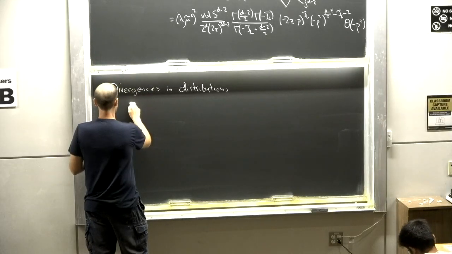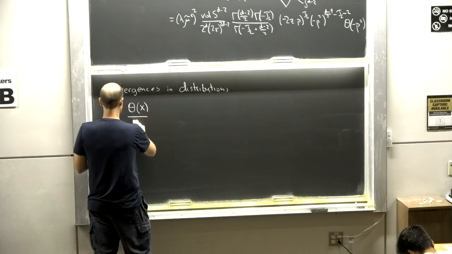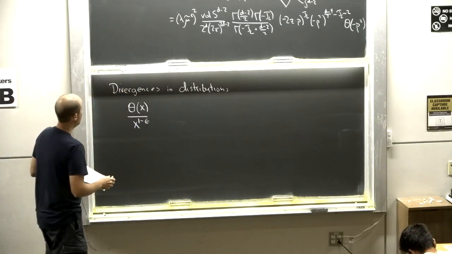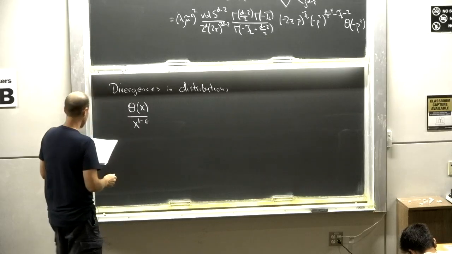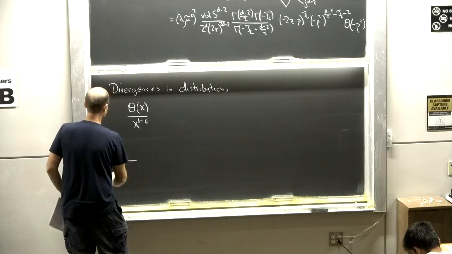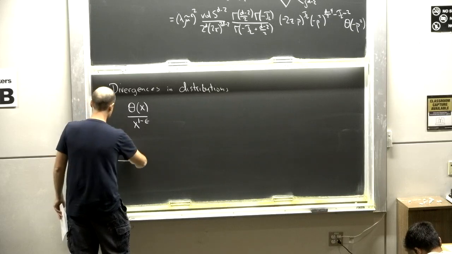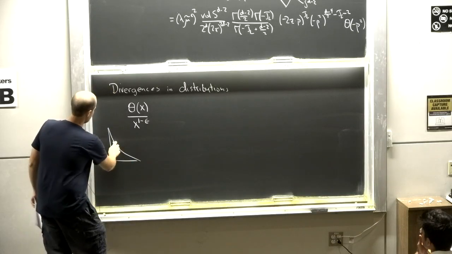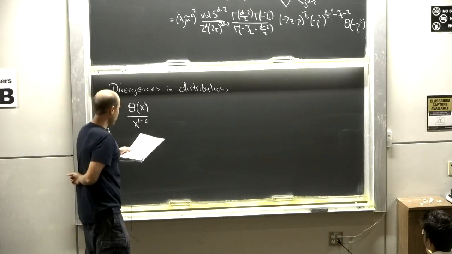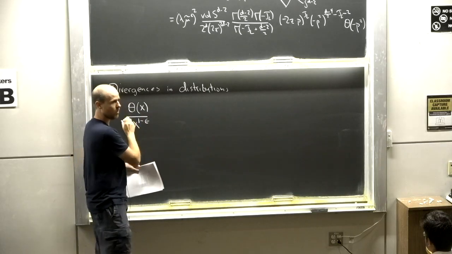So let's take an example, which is the following object. Theta of x, where x is just some variable, over x to the 1 minus epsilon. So this is a distribution that depends on a parameter epsilon. And what does it look like? It's a theta function restricting that x be positive, and then it does this. Okay, and we can try to integrate test functions against this. And the claim is that this distribution actually has a pole in epsilon.